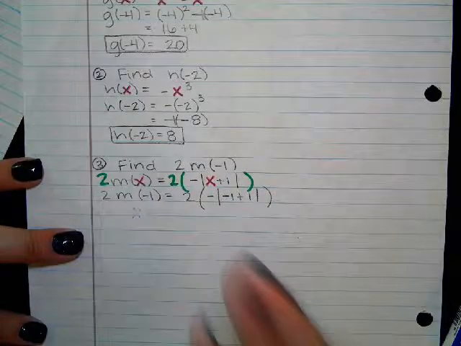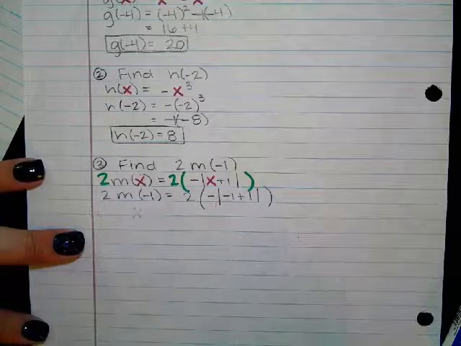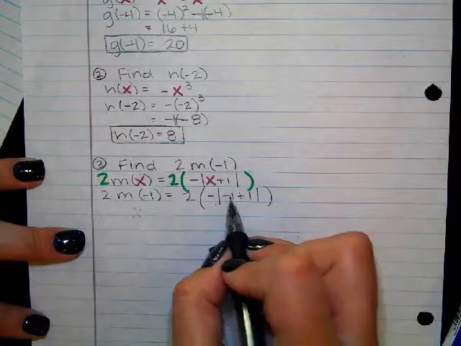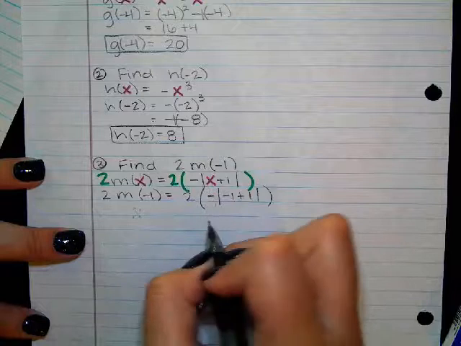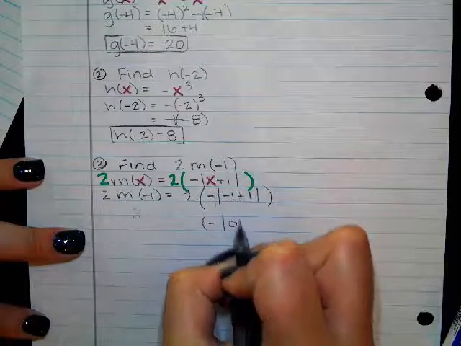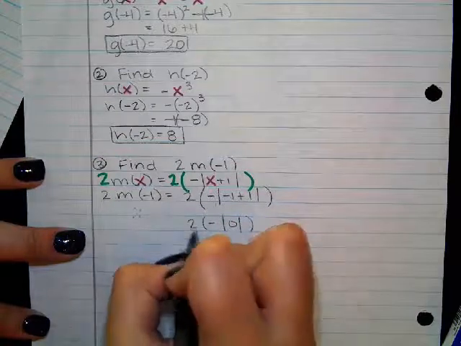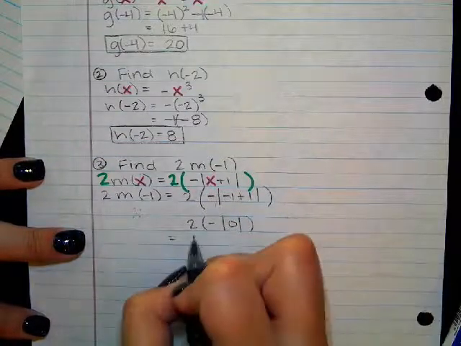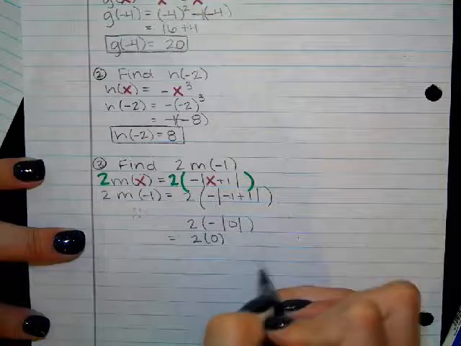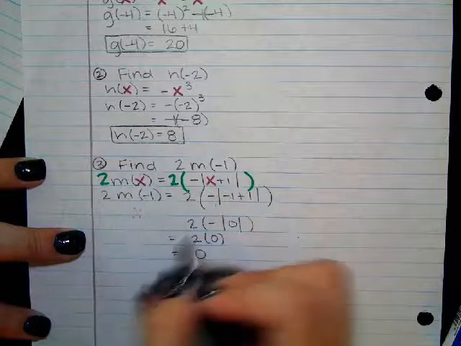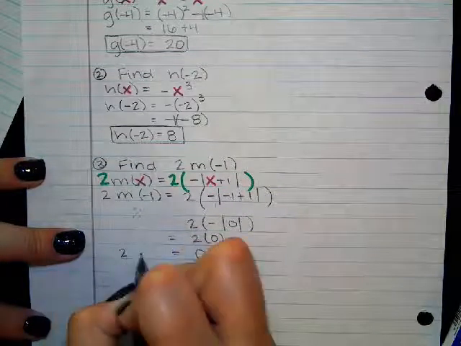So I'm starting inside my absolute value signs. I've got negative 1 plus 1 is 0. So I've got the negative version of 0, the 2. Now the negative version of 0 is just 0. So I got 2 times 0, and that's just 0. So I'm going to drop my notation down now. I've got 2 times m of negative 1 equals 0.